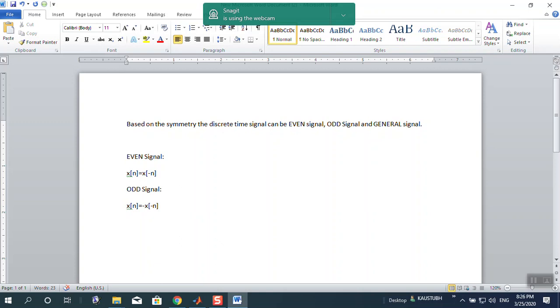And the general signal, any signal x of n, is the combination of some part even, some part odd. So let it be x even of n plus x odd of n.